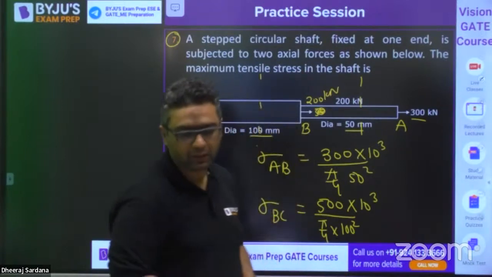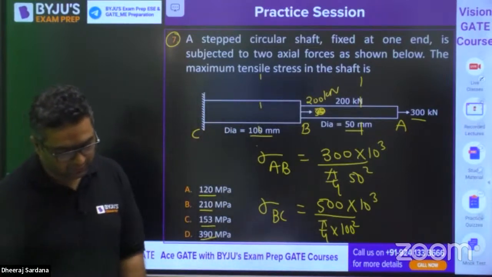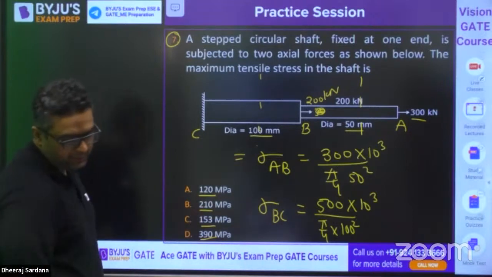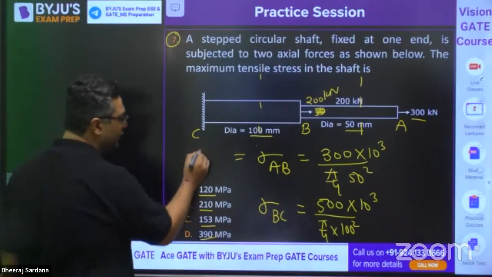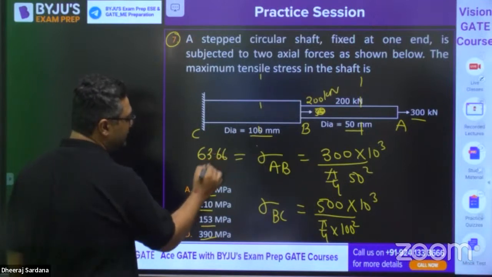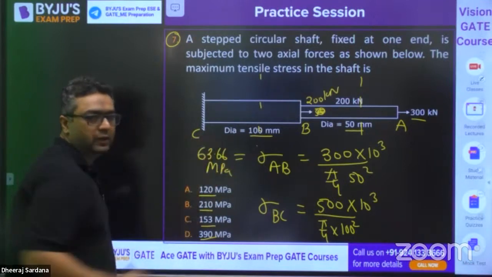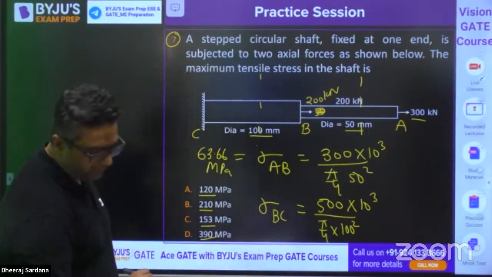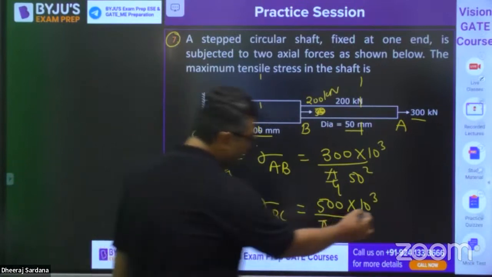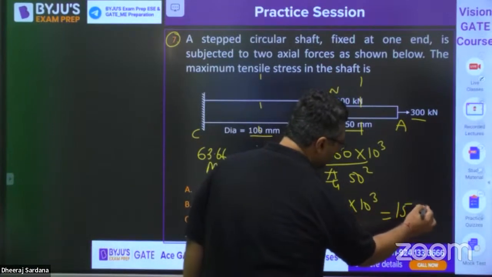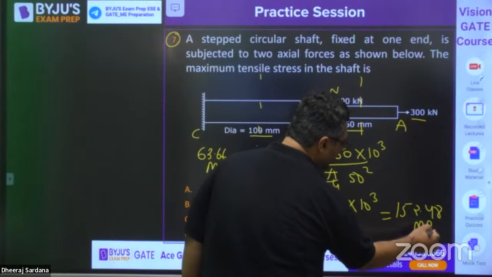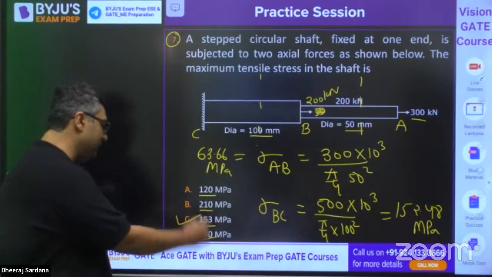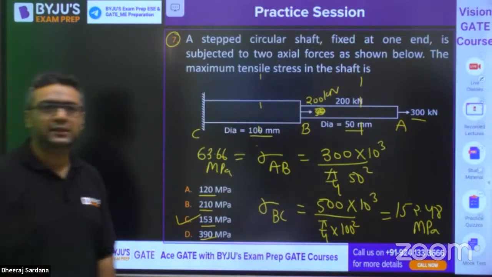Shall I give you the answer? When you find this sigma AB, this value will come out to be 63.66 MPa. And when we talk about the second value, my dear, it will come out to be around 152.48 MPa. So you can see which one is bigger, obviously 152.48. So the answer for this is going to be C, that is 153 MPa. Is it clear for everyone?